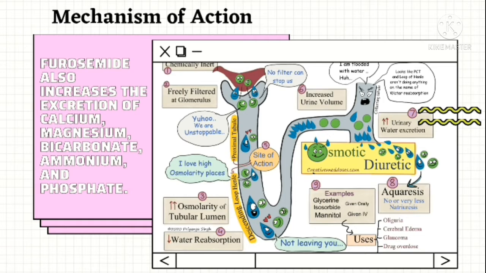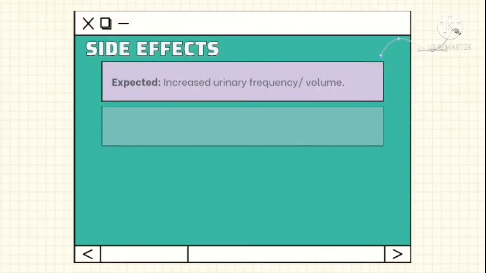By reducing intracellular and extracellular fluid volume, the drug reduces blood pressure and decreases cardiac output. Over time, cardiac output returns to normal.